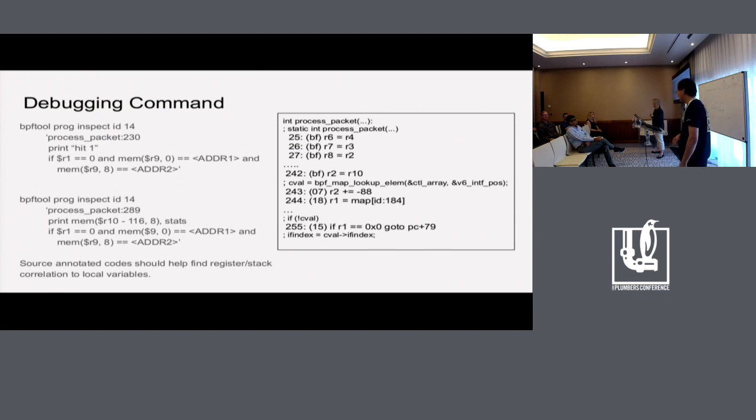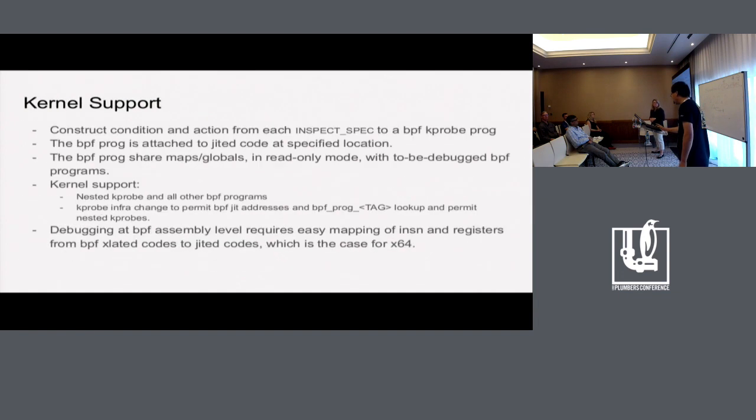And I mentioned earlier, source annotated code may work in the future, but right now we just focus on the static or this if condition, it will help you find which code to look and which register to use and which memory buffer you try to use to comparison. Yeah, so I think the next one is like kernel support. There's maybe some suggestions here.